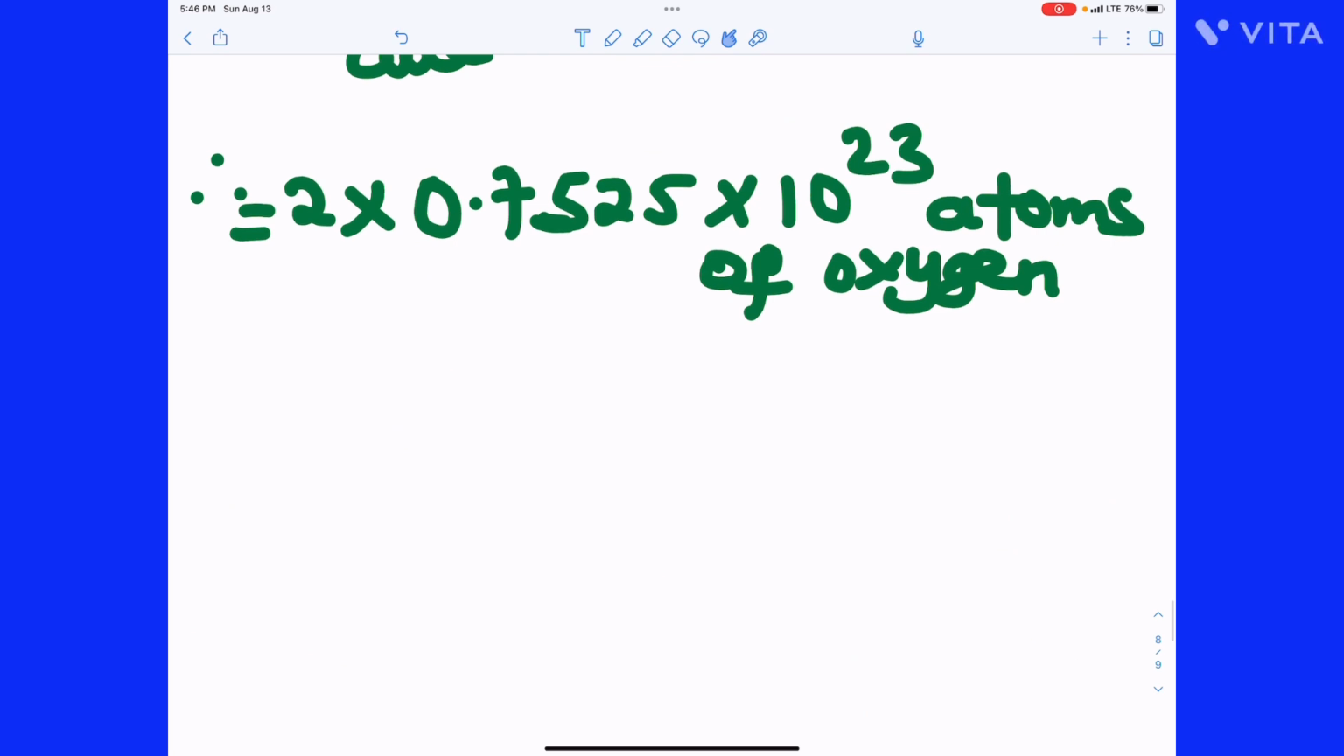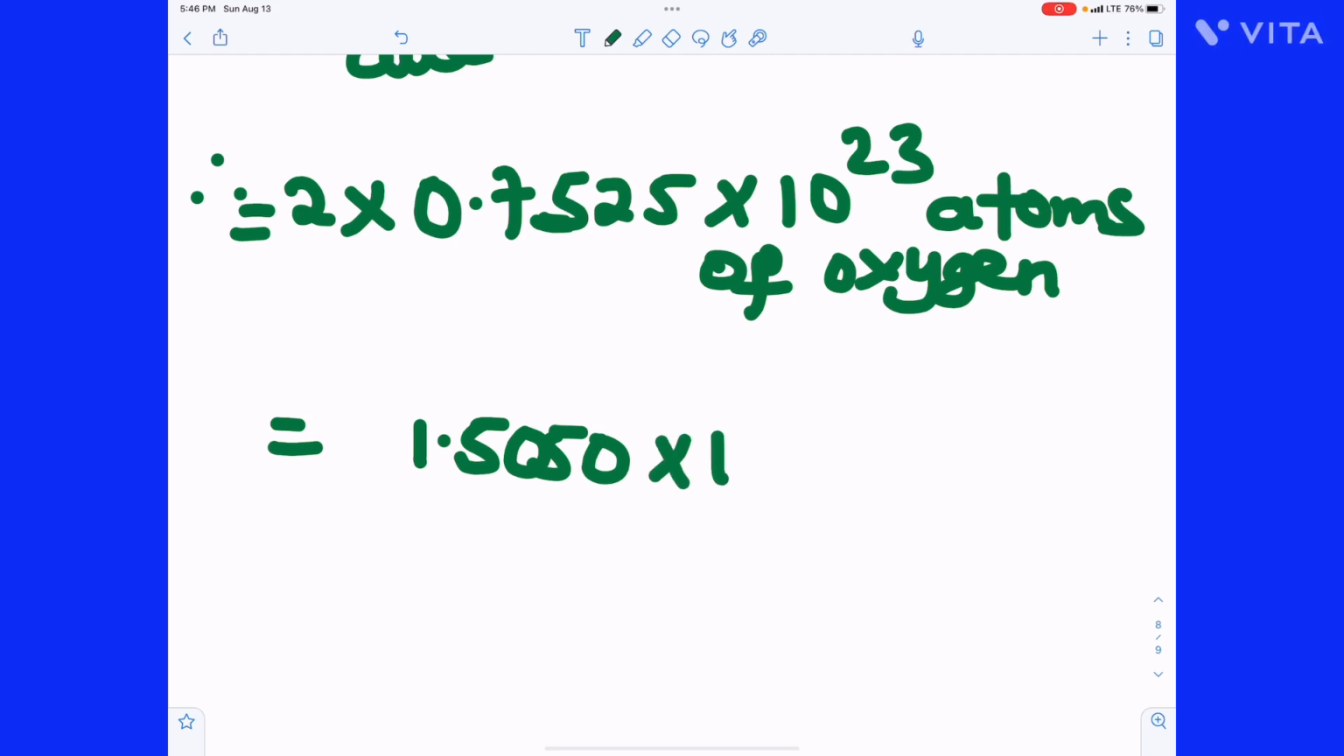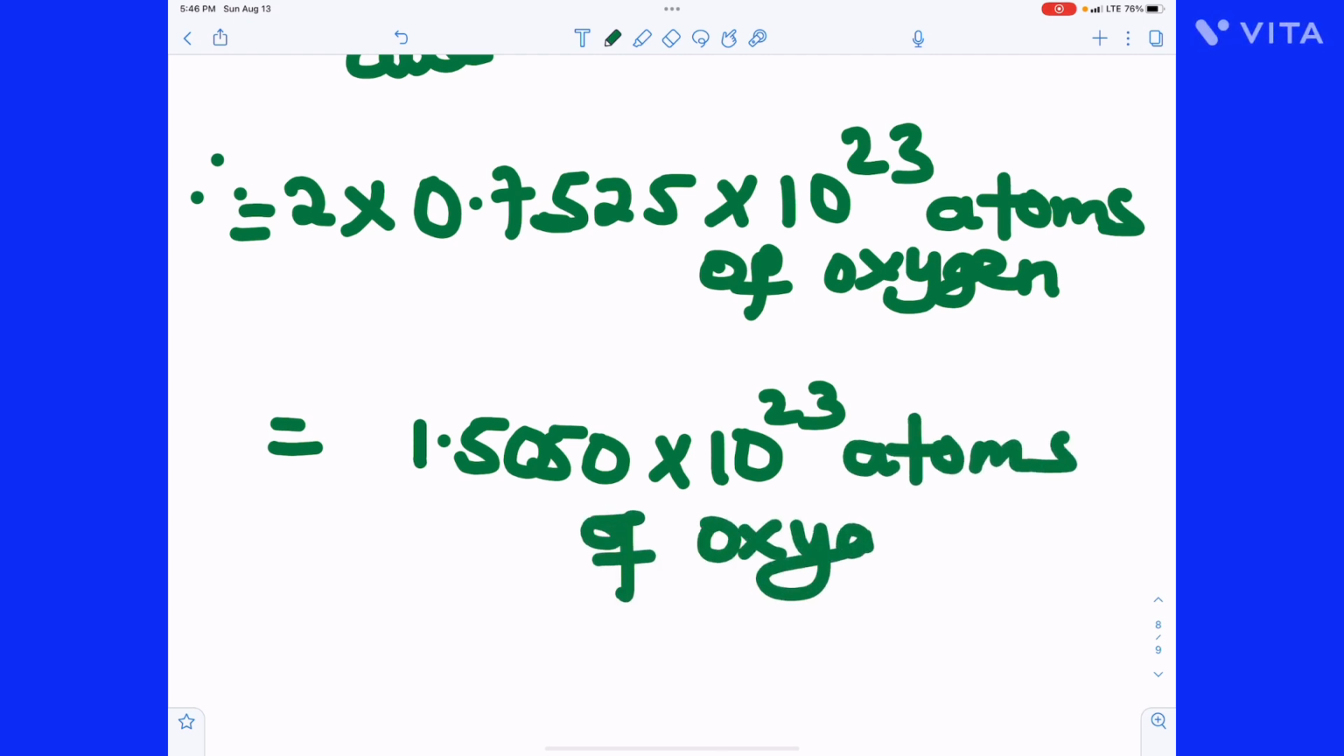That's all. So you press your calculator. That will give you 1.505 times 10 raised to the power 23 atoms of what? Of oxygen. So that's how to calculate that.